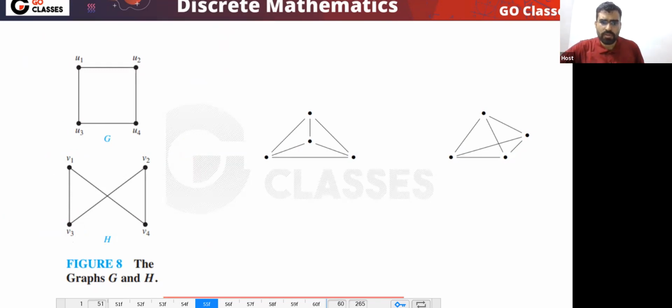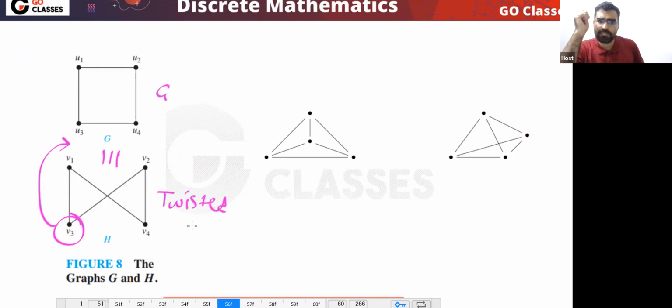These are isomorphic because you take this V3 and untwist it. Basically, this is G, and this is a twisted G. Actually, they are the same, because you can pick this V3 and pull it here. You can untwist it.